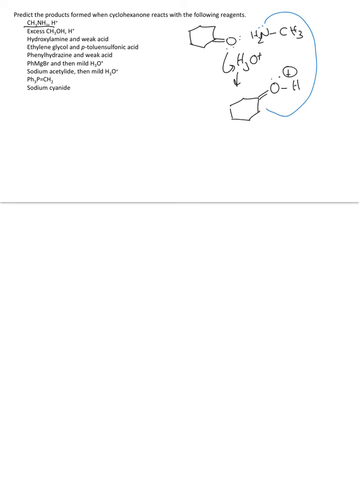Okay, so this one says predict the products formed when cyclohexanone reacts with the following reagents. So this is cyclohexanone, and that's an amine, NH2CH3. So basically the acid is going to protonate the carbonyl, because that's what always happens when carbonyls are in acid, and that activates them. And then you have a nucleophile that can come in and attack that carbonyl. It undergoes nucleophilic addition. So now you have this tetrahedral intermediate.